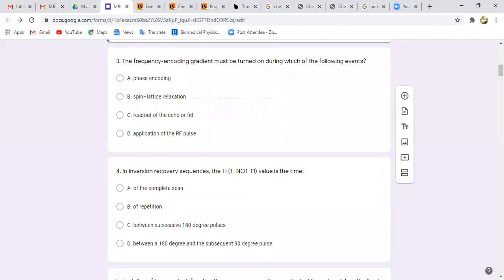Number three, the frequency encoding gradient must be turned on during which of the following events? Is it phase, spin lattice, readout of the echo, or the application of the RF pulse? Where must we turn on the frequency encoding gradient? Readout time, C. For us to be able to read out or sample the signal, the frequency encode has to be turned on. If you don't turn it on, we won't be able to read it.